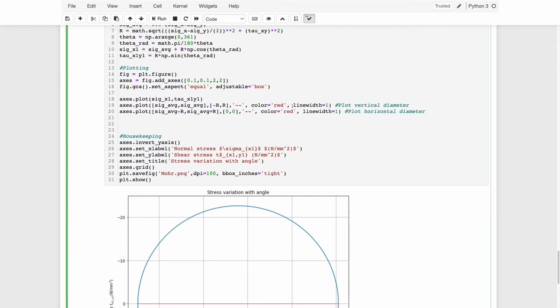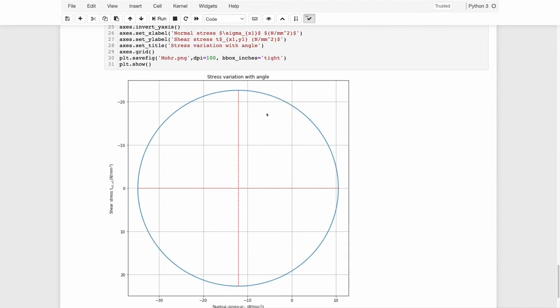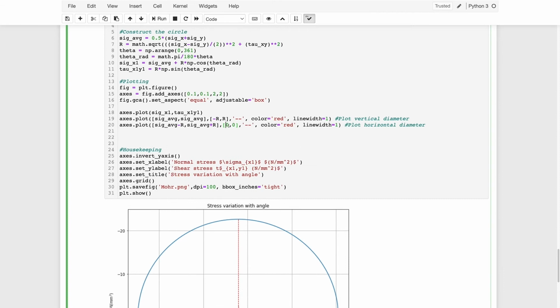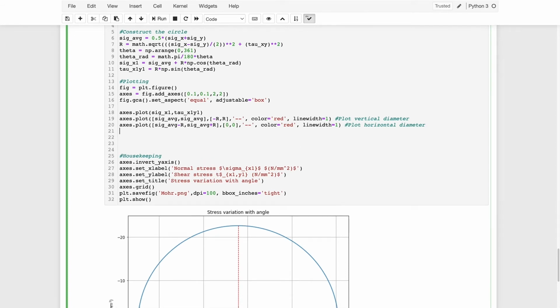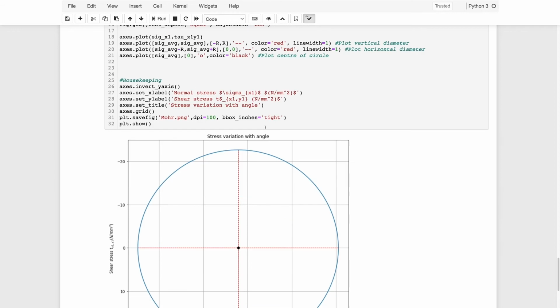So now we are plotting in a vertical diameter. Let's run that. Okay, there we go. So obviously there's the center of our circle. Let's just plot in a little point there so we can visualize that a little bit easier. So I'm plotting in a single data point with x coordinate sigma average and y coordinate 0, which is the center of our circle. So let's do that, and there we have it.